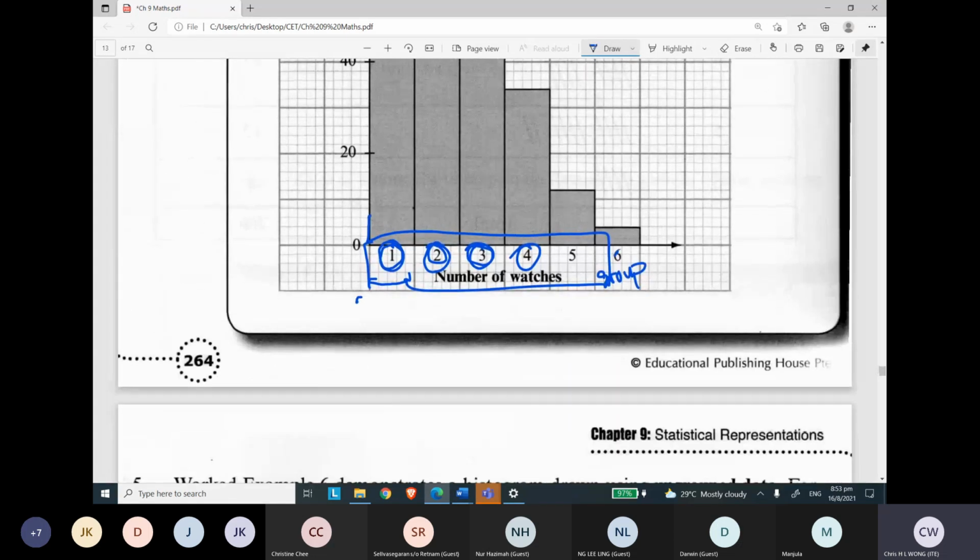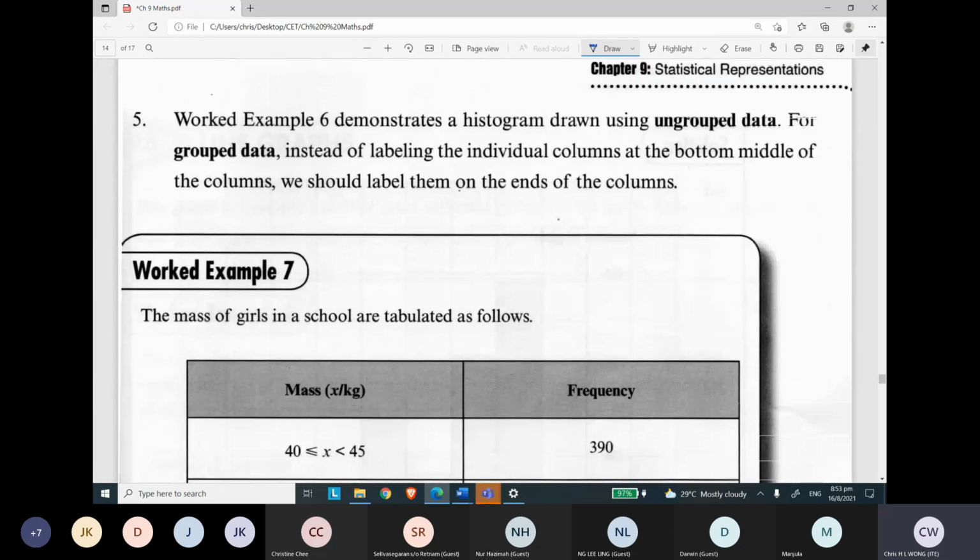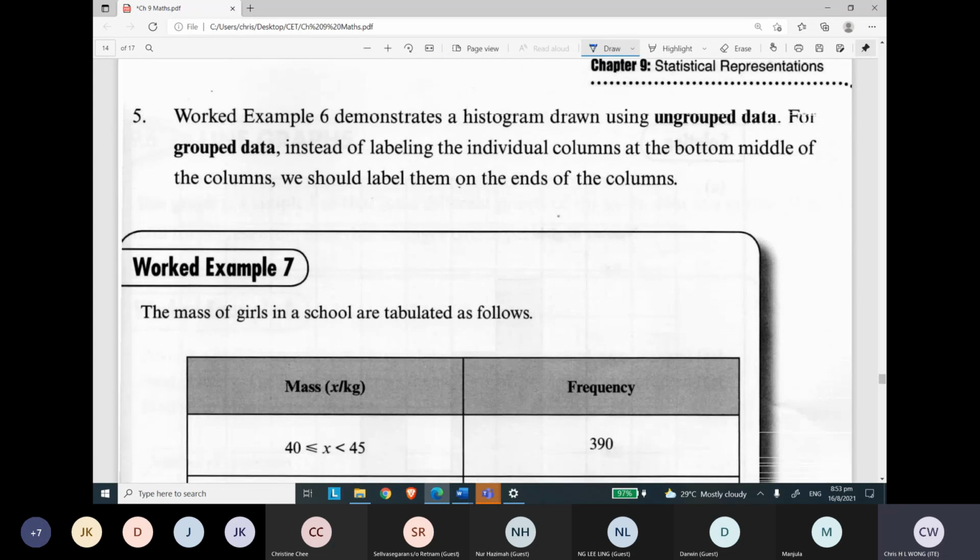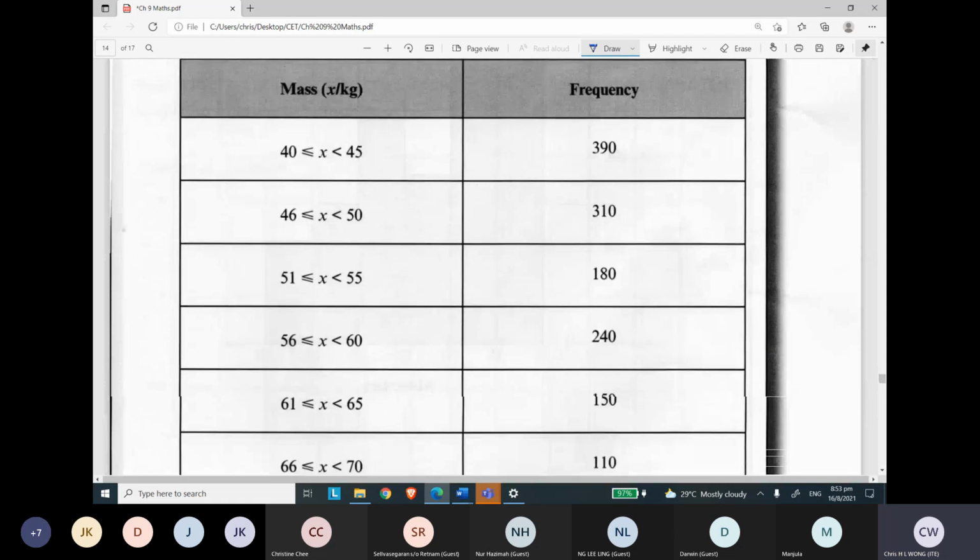Okay, let's do some diagram, just some examples, then probably you can see better. Example 6 demonstrates a histogram using group data. For group data, instead of labeling the individual column at the bottom middle of the column, we should label them differently. Okay, look at this.